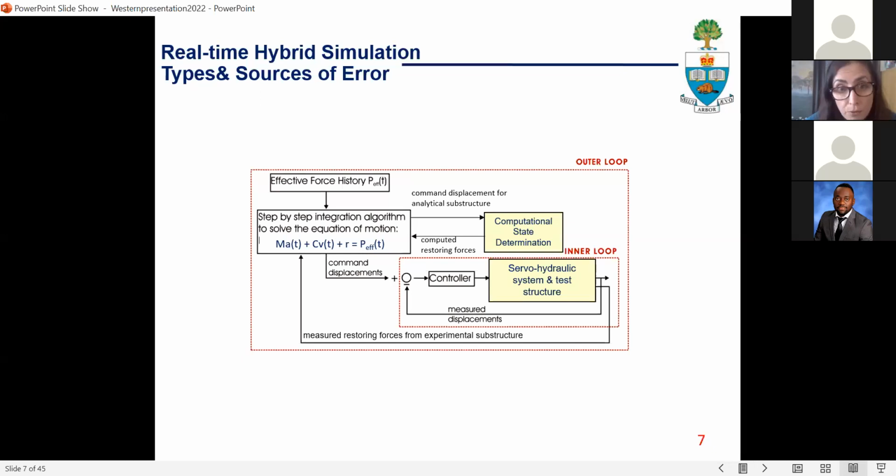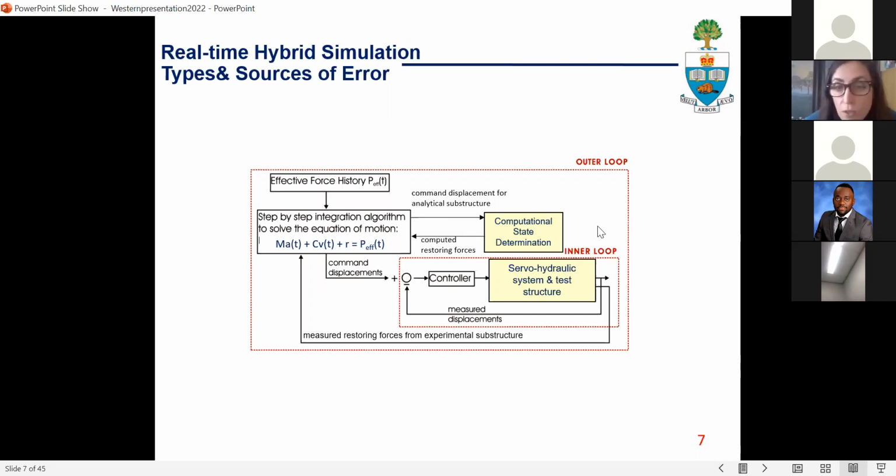And for that reason, you need to do it either in a fast format, fast hybrid simulation, or in most cases, real-time hybrid simulation. So if you have an earthquake that is 45 seconds long, your hybrid simulation should start and finish within 45 seconds. And this comes with additional challenges.